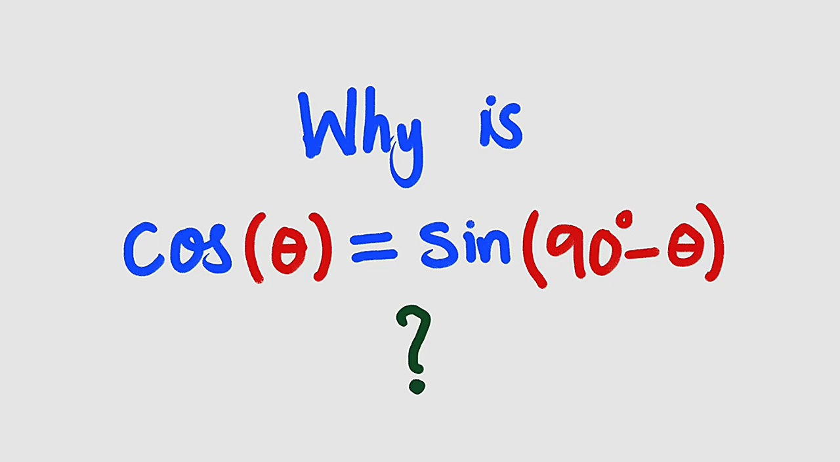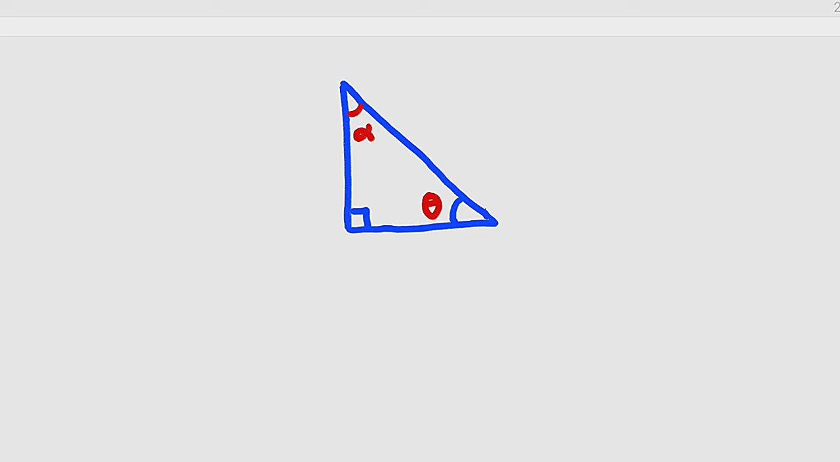Let me start with a right angled triangle. Suppose we have a right angled triangle like this. This angle right here is 90 degrees. Let this angle be theta, that is our reference angle, and let this one be alpha. Let this side be y, this be x, and this be r.